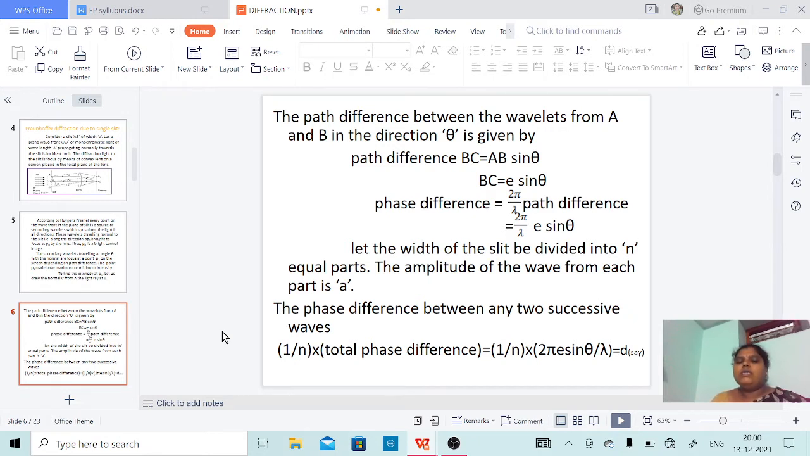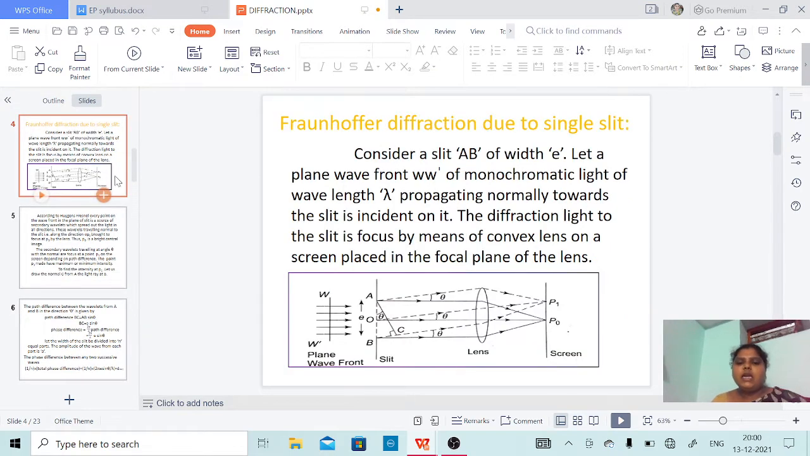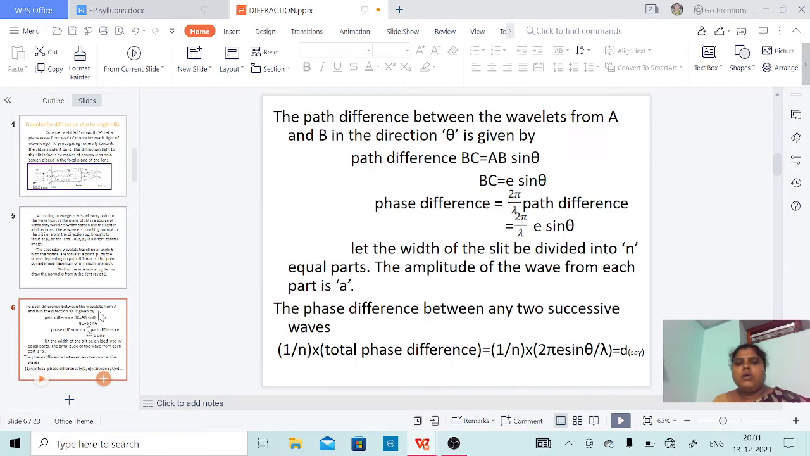Now let us see what the path difference is. From this we are considering a triangle. Now BC is the path difference. How can we calculate it? To know BC, we write sine theta. BC equals AB sine theta. AB is the slit width, so we can write it as e sine theta.